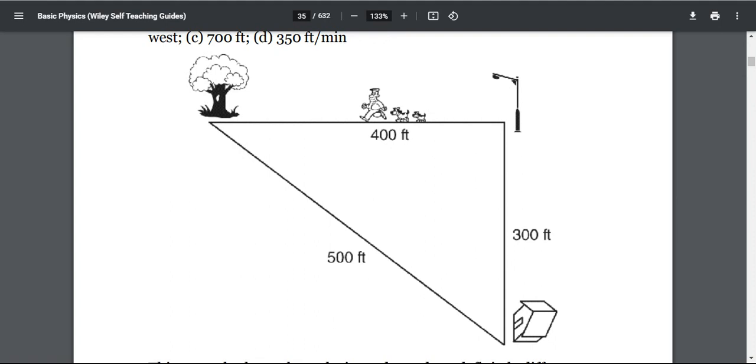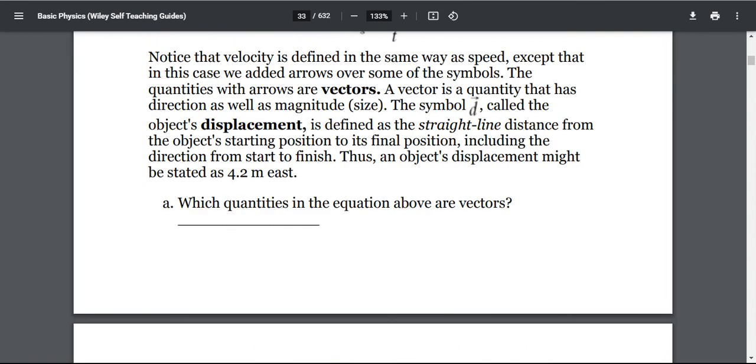A vector is a quantity that has direction as well as magnitude. The symbol d, called the object's displacement, is defined as the straight line distance from the object's starting position to its final position.